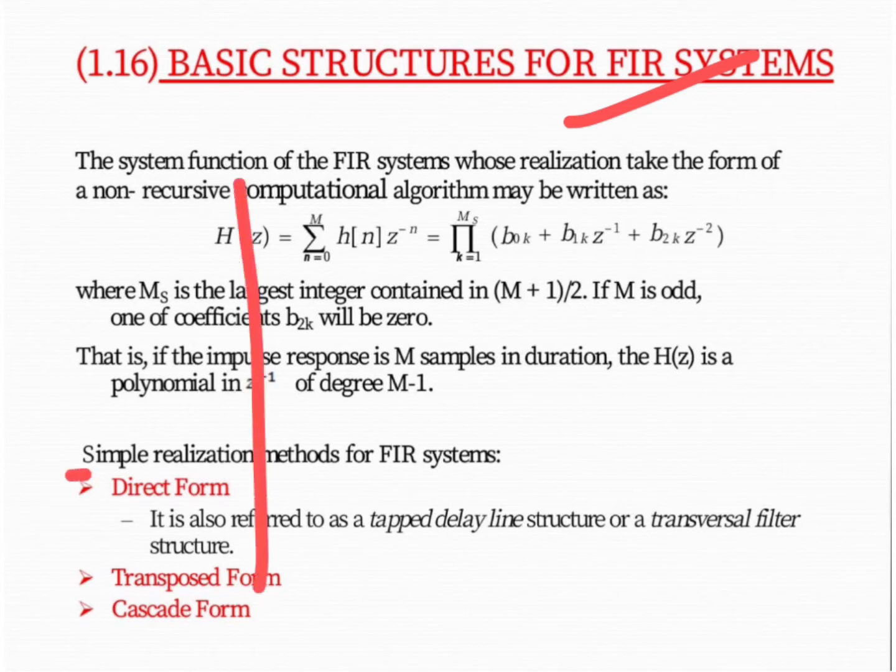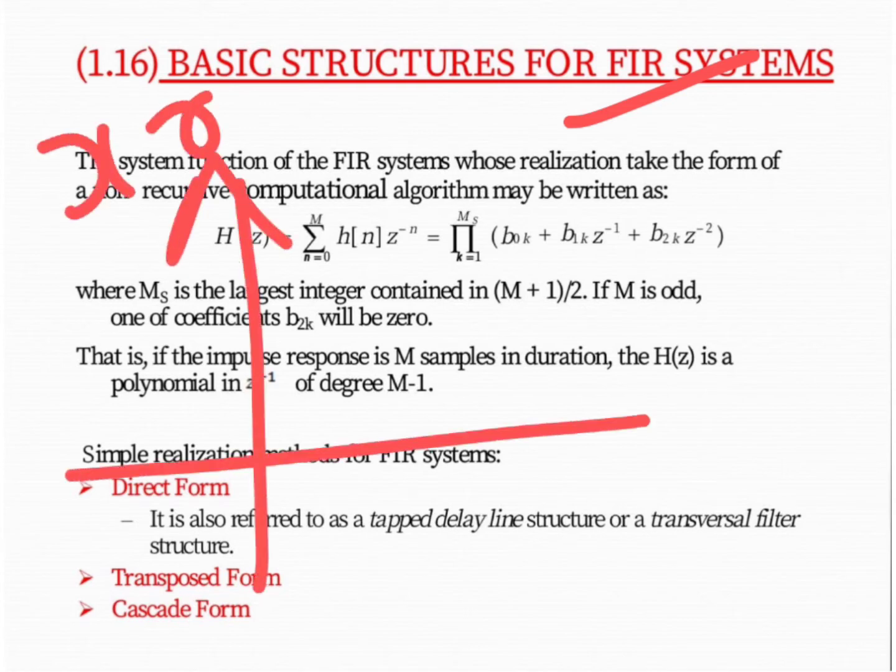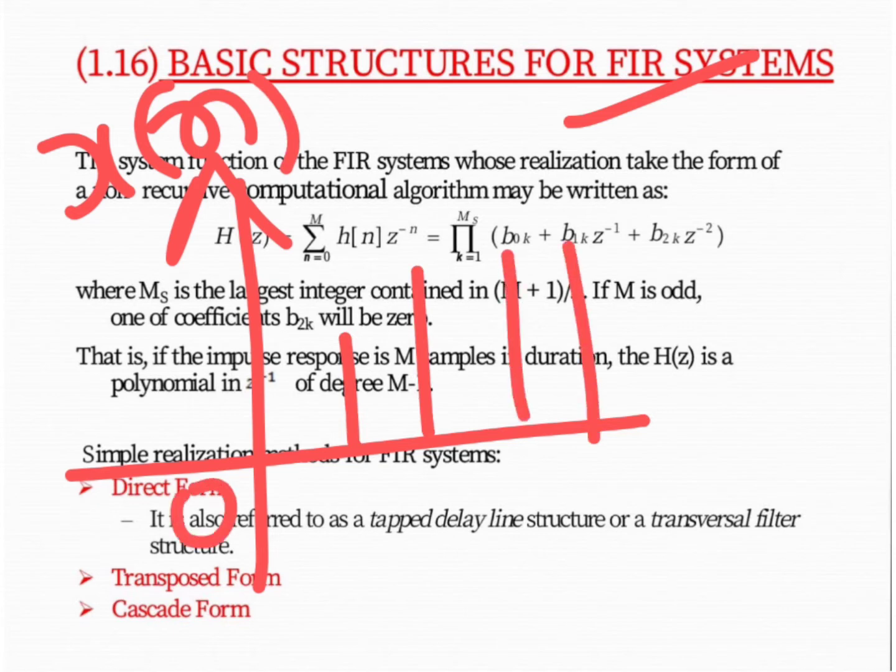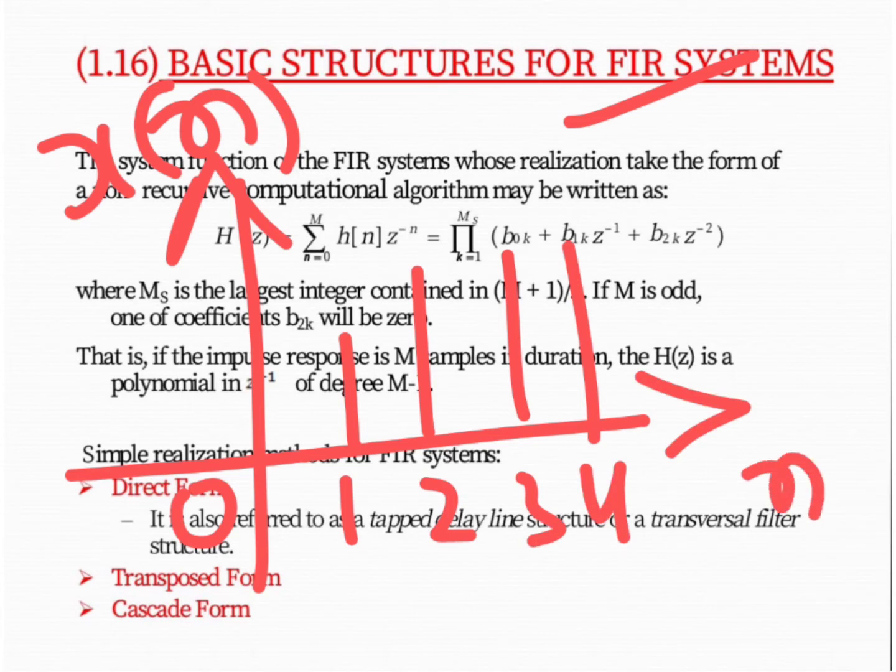That means, for example, here we have a system in which the length of the sequence is limited to 4. So what we understand from this figure is that the length of the sequence is limited to the value 4. That means the system whose impulse response is finite is known as an FIR system. This is one example.